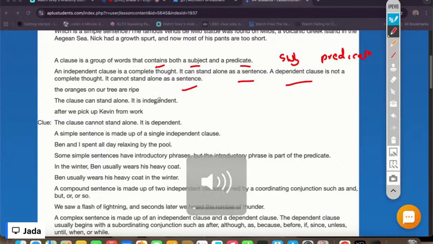All right, so that's it for the dependent clause and the independent clause. Let's look at the example. We have "The oranges on the tree are ripe." The clause can stand alone, so it's an independent clause. And then "After we pick up Calvin from work," this clause cannot stand alone, it is dependent, because we don't know what happened after we pick up Calvin from work. So this clause is dependent.